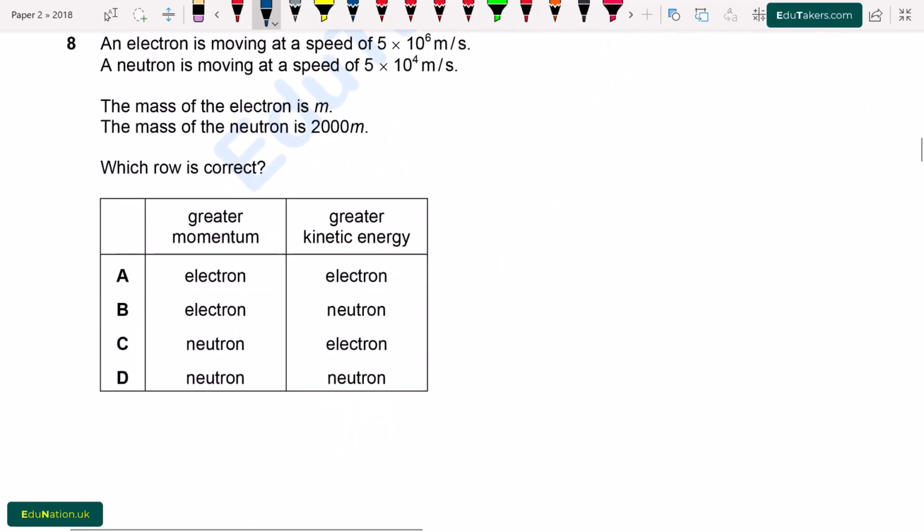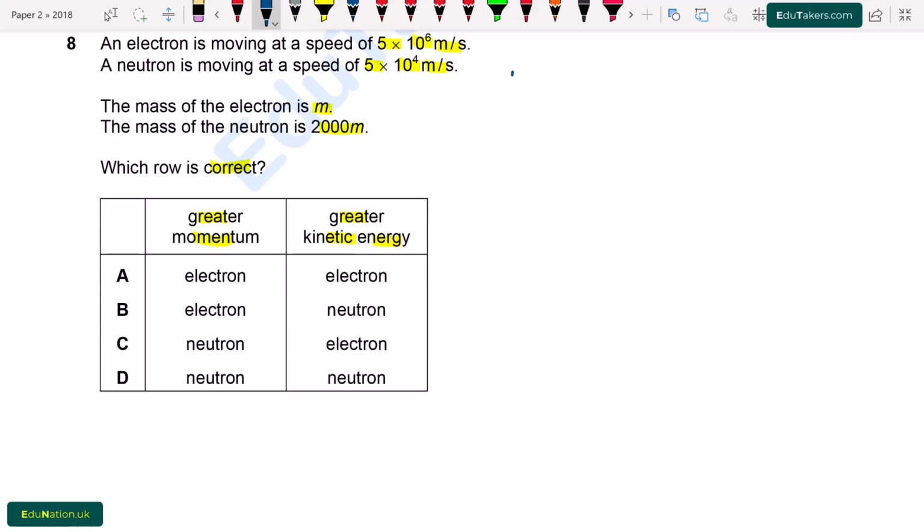Question number 8. An electron is moving at a speed of 5 into 10 to the power 6 meter per second. A neutron is moving at a speed of 5 into 10 to the power 4 meter per second. The mass of the electron is m. The mass of the neutron is 2000 m. Which row is correct? Greater momentum, greater kinetic energy. So here basically we have to find out the momentum and the kinetic energy for the electron and neutron and tell which one of the following has the greatest momentum and kinetic energy.